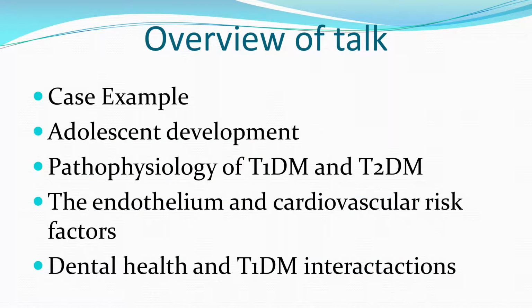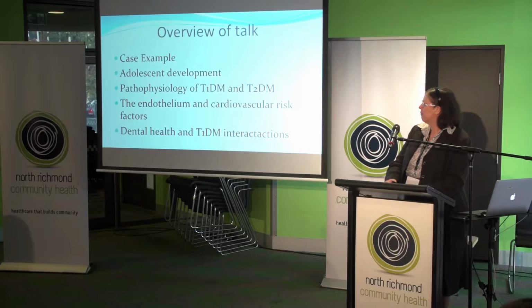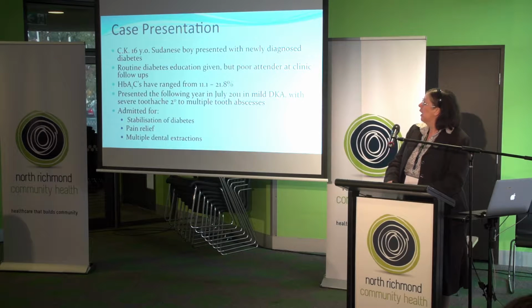I'm going to start off with a case example. I'm going to review adolescent development, just clarifying type 1, type 2 diabetes, and talk about the endothelial and cardiovascular risk factor very briefly because you gave that beautiful overview before morning tea. And, of course, the party line of stressing the importance of dental health and type 1 diabetes interactions.